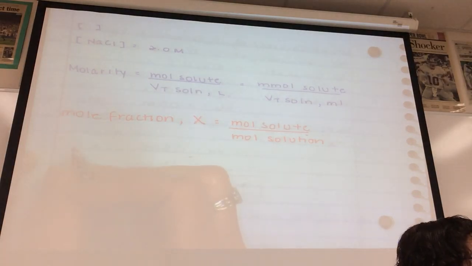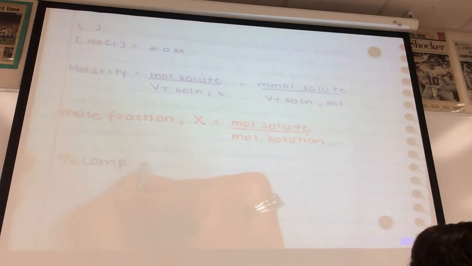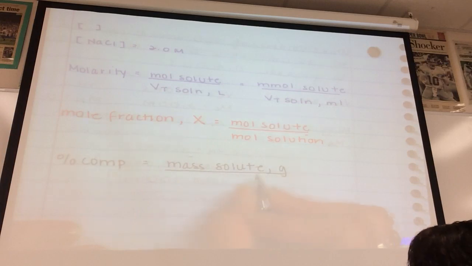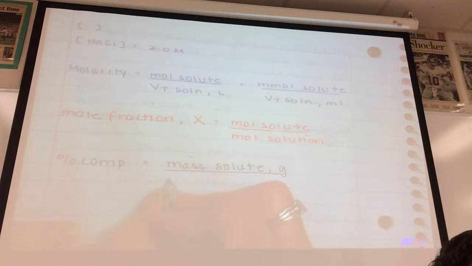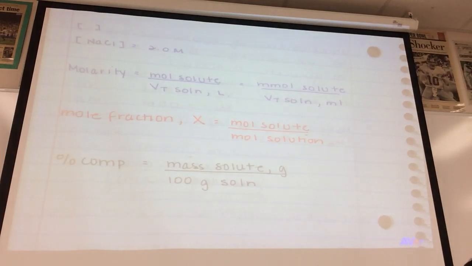And then another one you can do is percent composition, where in solution chemistry, if you will, you're going to have the mass of the solute in grams over 100 grams of solution. So if your solute has a mass of 40 grams, what's the mass of the solvent? 60. So very straightforward.